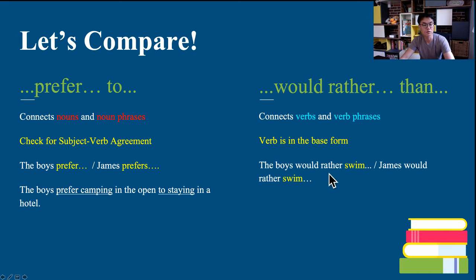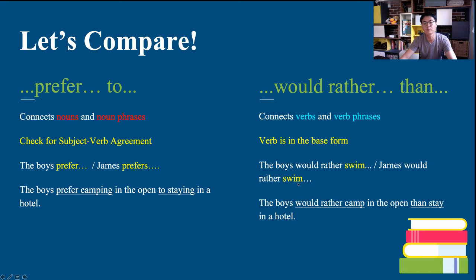So you can add this to the other two base forms that I've taught you, the verb, noun, verb, and the to verb structure. Would rather than also forces the verb that comes after it to take on the base form. Interesting, isn't it? Right? So that's different from the subject-verb agreement rule for prefer to, right? And in the case of camp and stay, they are verbs, right? They do not function as nouns, they are verbs, because would rather than only takes on verbs, prefer to only takes on nouns.